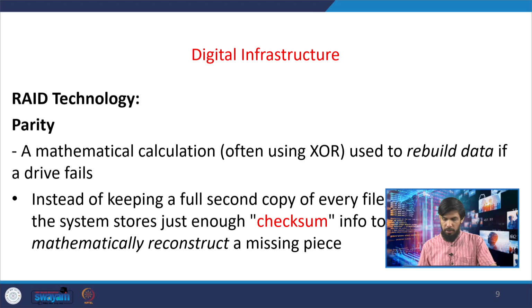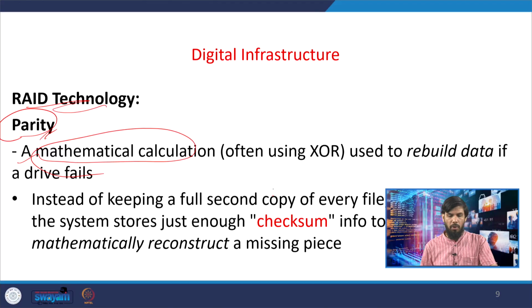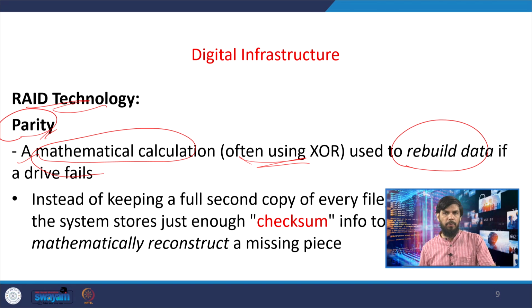Then moving on, the next is parity. In RAID technology, parity is another technique that is often used. What is this about? A mathematical calculation, often using XOR, used to rebuild data. In case there is a loss of data, for some reason some component fails, and the exact copy was not there or only a partial copy was there, can we still get back the data? There is a promise from the cloud service that there would be no loss. So, this parity helps in that case: a mathematical calculation used to rebuild data if a drive fails.